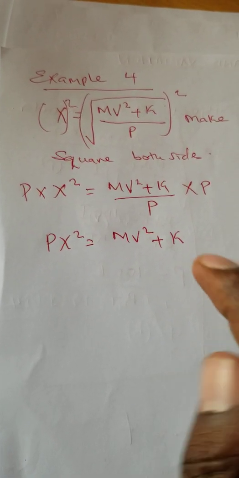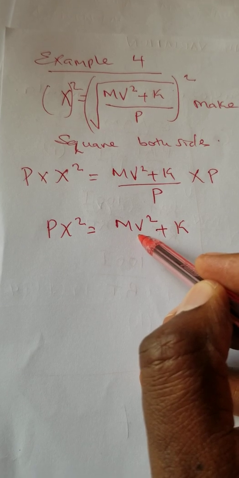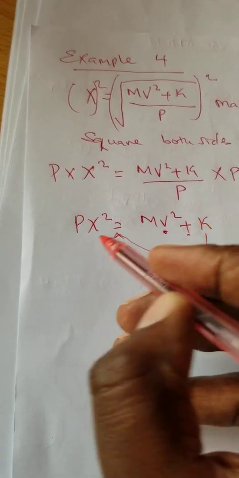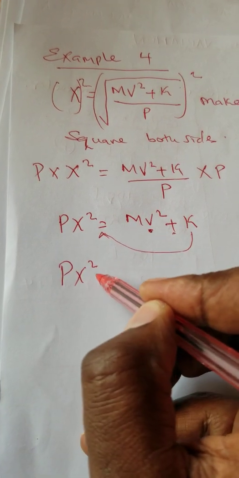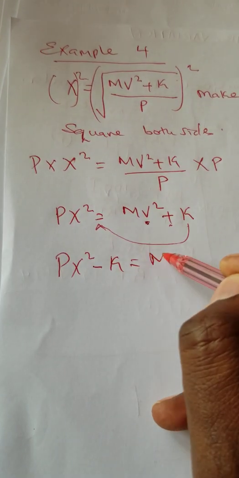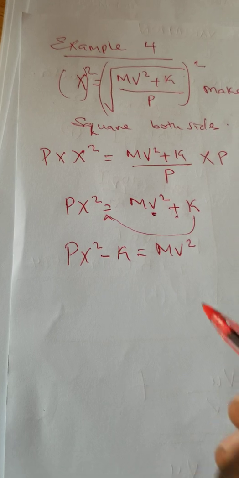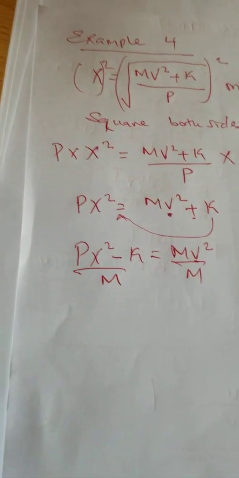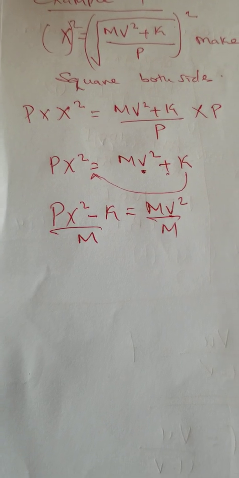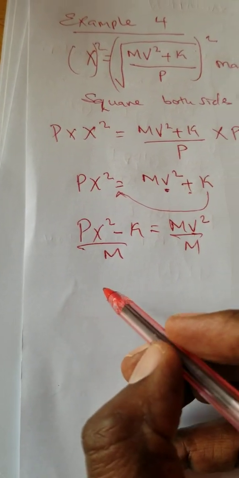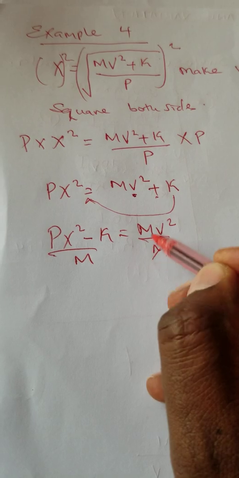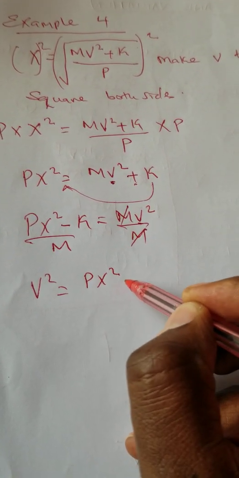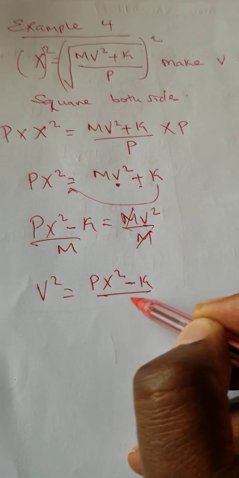Then we want the part which has v, so we take this k to this side. There's a plus sign, so it becomes minus. So px squared minus k is equal to mv squared. We want to remain with v, so we divide by m. In this case, this m goes, so you have v squared is equal to px squared minus k over m.